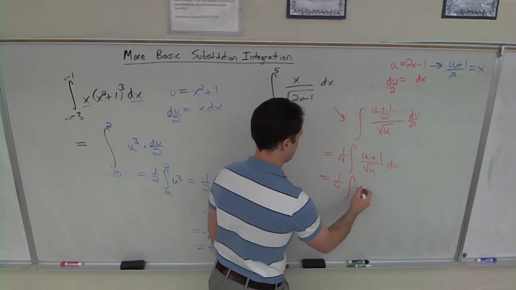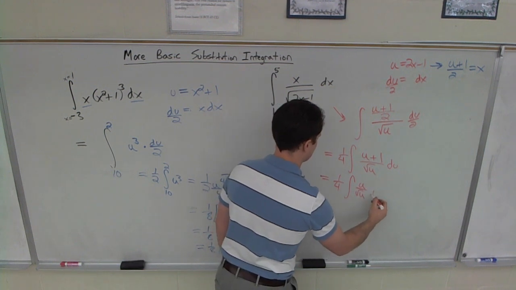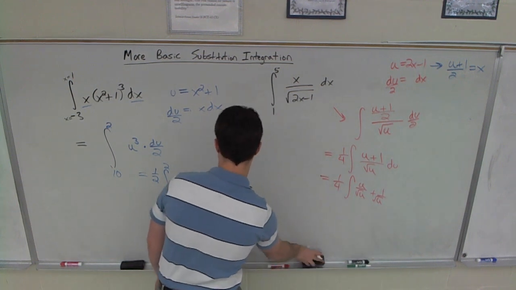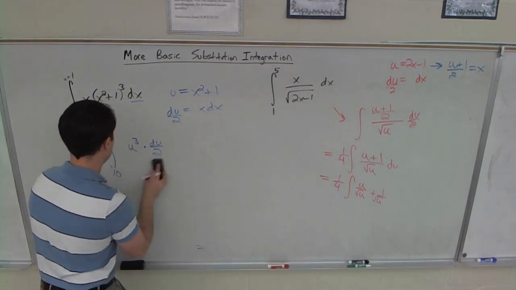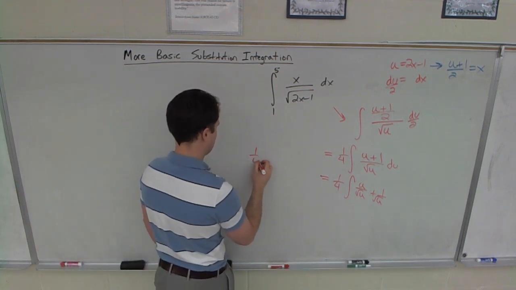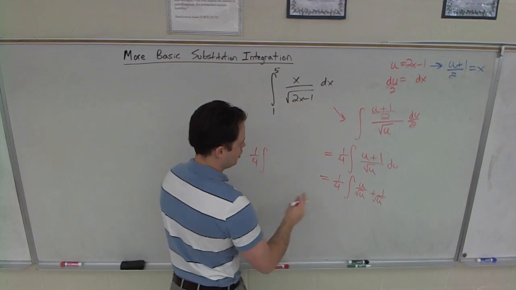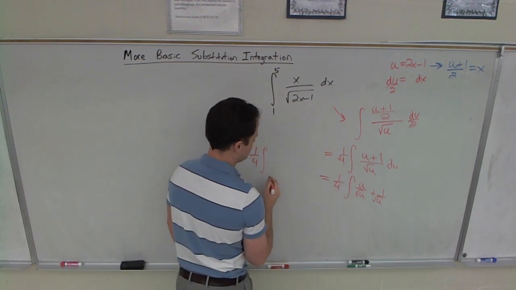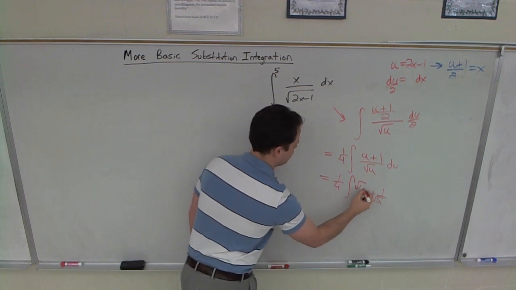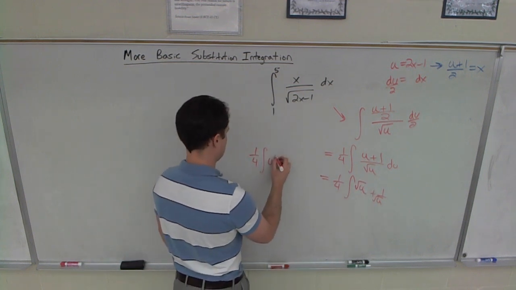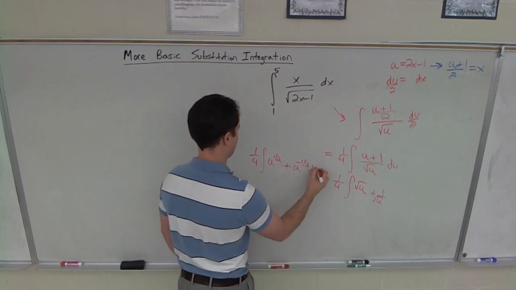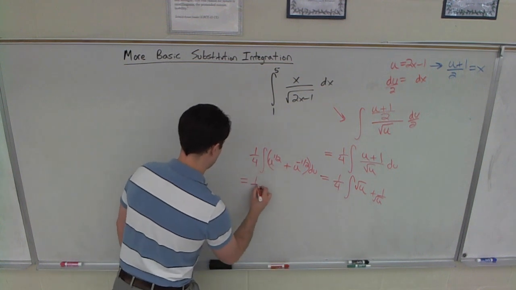So in this case, you can go u over the square root of u plus 1 over the square root of u, and those are both easy integrals. Let me back up a little bit. We're going to say that's equal to 1/4 times the integral of u over root u. That's really just going to be u to the 1/2. And that other one is u to the -1/2 power. So that's going to be 1/4.